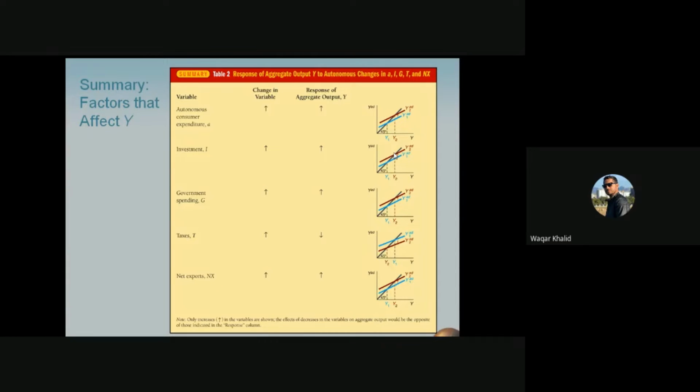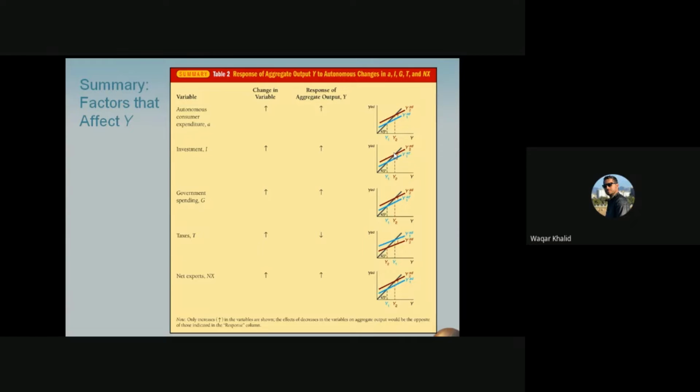Number one, change in autonomous consumer expenditures, which is denoted by A. Number second, change in planned investment expenditures, which is denoted by I. Number third, changes in government spending, which is denoted by G. Number fourth, change in government taxes, which is denoted by T. And finally, changes in net exports, which is denoted by NX.